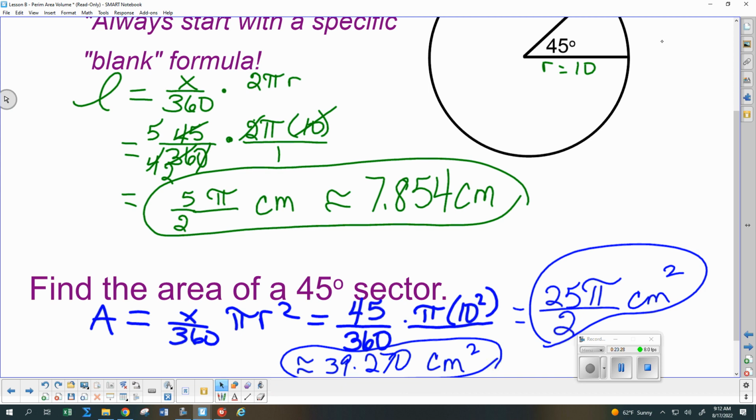We are actually stopping here. That's only the first part of lesson B. We'll do the rest of it tomorrow. We did the 2-dimensional things today with circumference and area, perimeter. Tomorrow we'll do 3D stuff with volume and surface area.